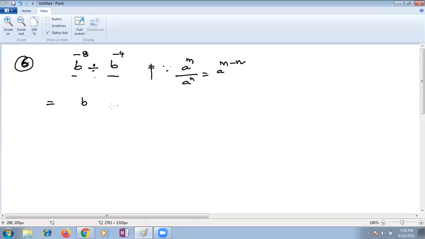Now you subtract it. -8 and the exponent minus 4 here. What are the exponents here? It is -12. Okay. So what is the value of these two? -8 minus of -4 is nothing but B to the power of -12.